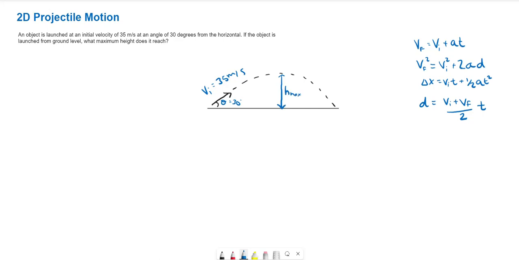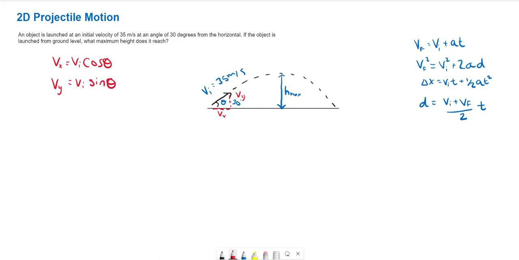And so because this is launched at an angle, it's going to have an x and y component of the velocity. And that's what makes it a 2D problem. So we have Vx and Vy. So Vx is just going to be the magnitude of the velocity, V initial, times the cosine of the angle. And Vy is going to be V initial times the sine of the angle.